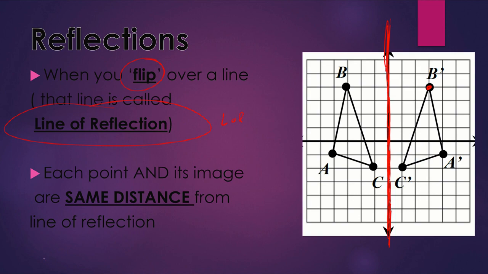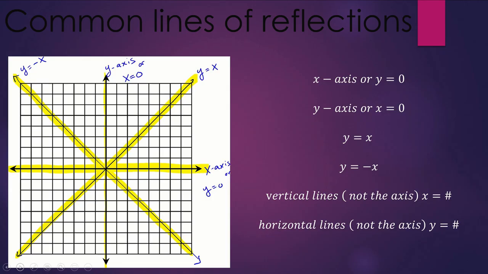And so there's different types or common lines of reflection, and I went ahead and highlighted them for you, right? So the most common are the y-axis, or sometimes it's labeled as x equals 0, the x-axis, or y equals 0. Then we also have the line y equals x and y equals negative x. And then these last ones are vertical lines, right? That is not the axis.